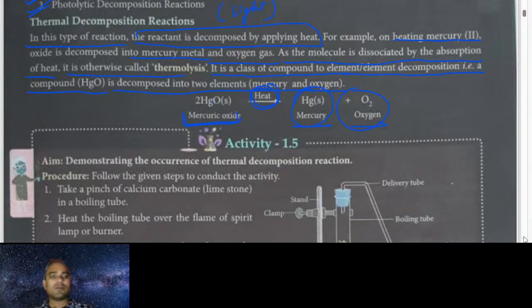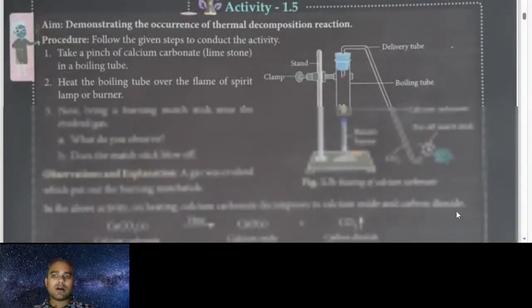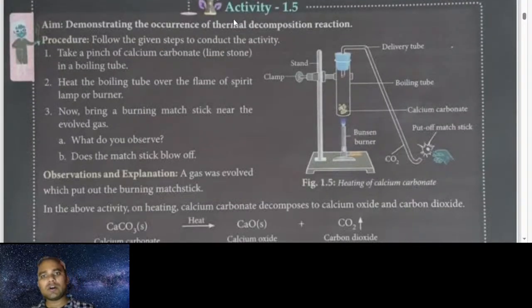Now let us have a look at one activity, student, demonstrating the thermal decomposition reaction. How can you demonstrate? Activity 1.5 from the NCERT book, student. Here you are taking calcium carbonate. What is the formula of calcium carbonate? CaCO3. You have taken it in the test tube, and you are heating.